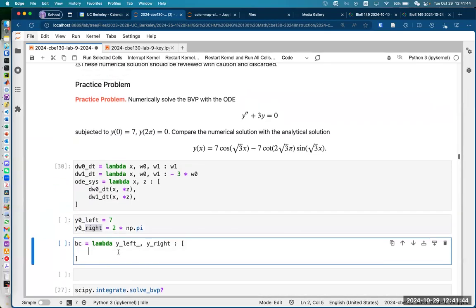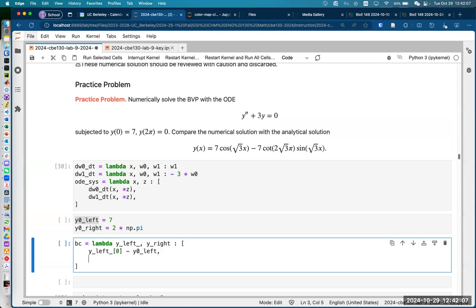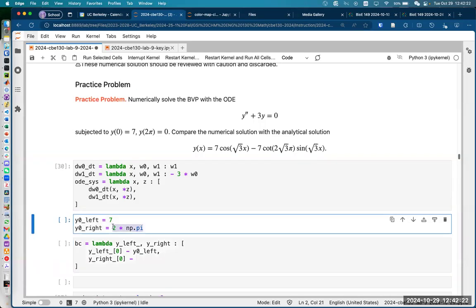So in the boundary condition, we want to write it in terms of something equal to 0. So this is y0 minus 7. And y0 is y left, the 0th argument, because the 0th one is the original function. The first one is the first derivative. Minus 7, which is subtracting the y0 left constant. And the second boundary condition is y right and the original function, so index 0 minus 0, and which is, oh, this should be 0, not 2 pi. So minus y0 right.